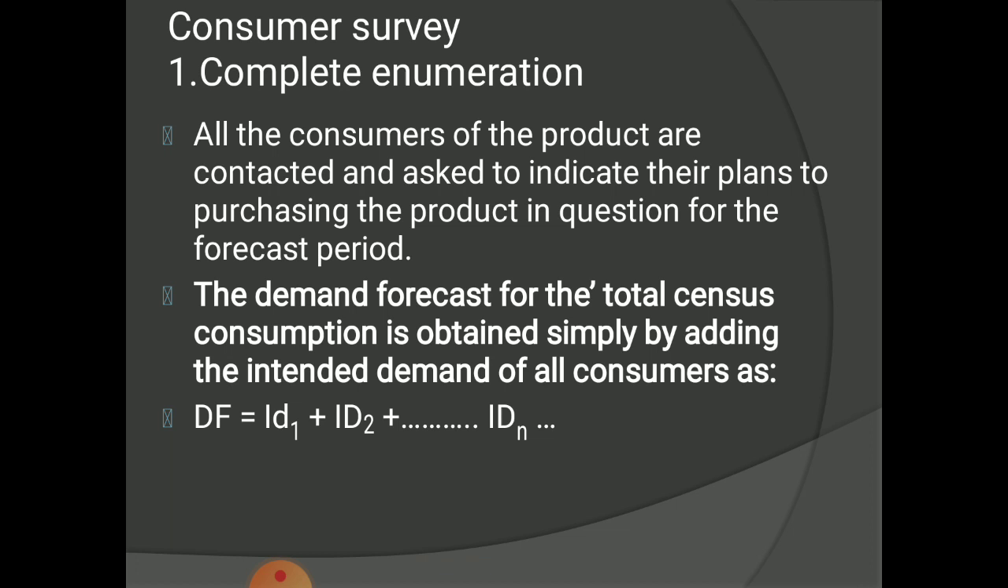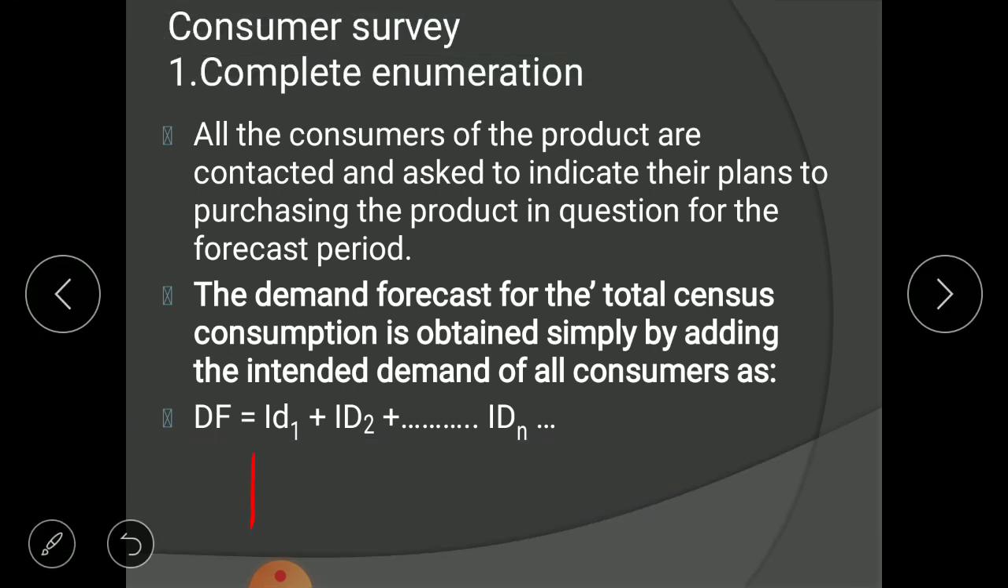Secondly, it is written that the demand forecast for the total census consumption is obtained simply by adding the intended demand of consumers, as Df = D1 + D2 + ... + Dn, meaning n number of consumers. This formula is very simple. Df simply means demand forecasting. D1 means the demand of our first consumer, D2 means the demand of our second consumer. If you want to have numeric data, then you can follow like this.